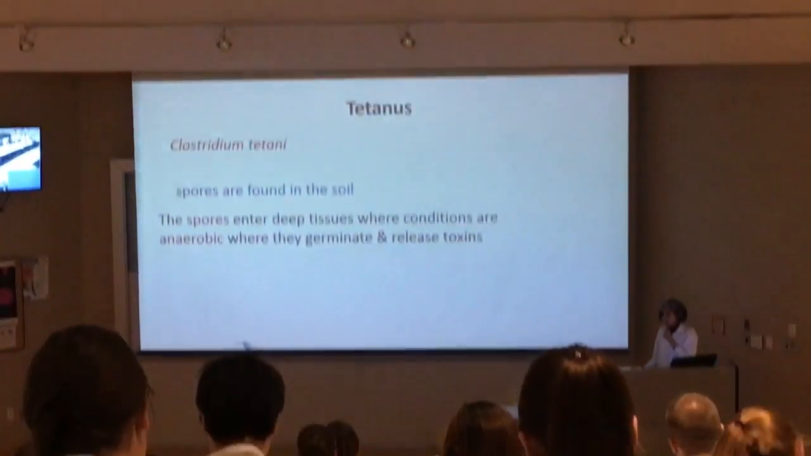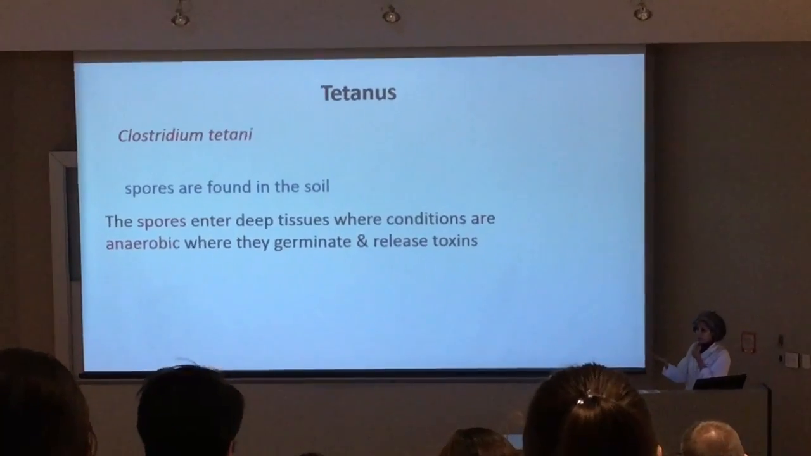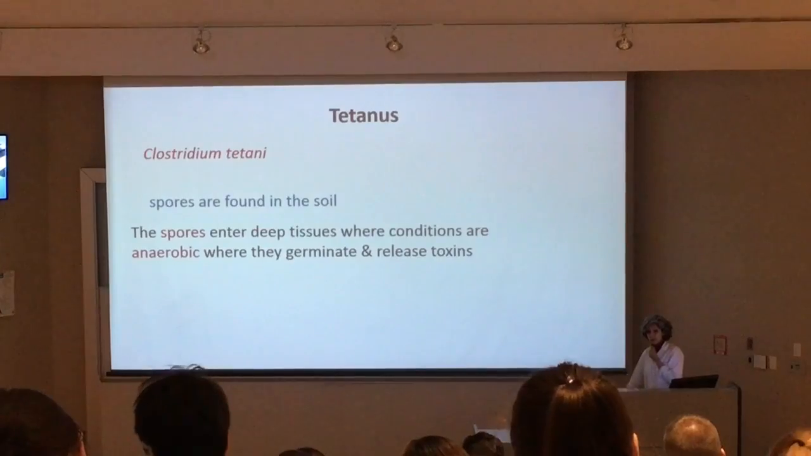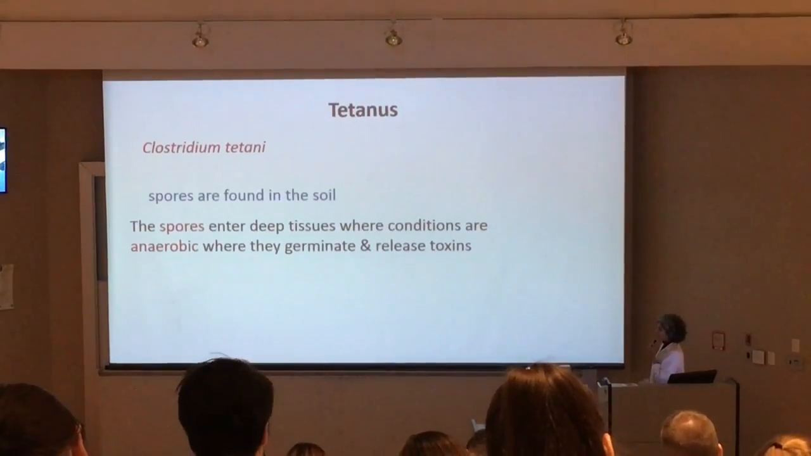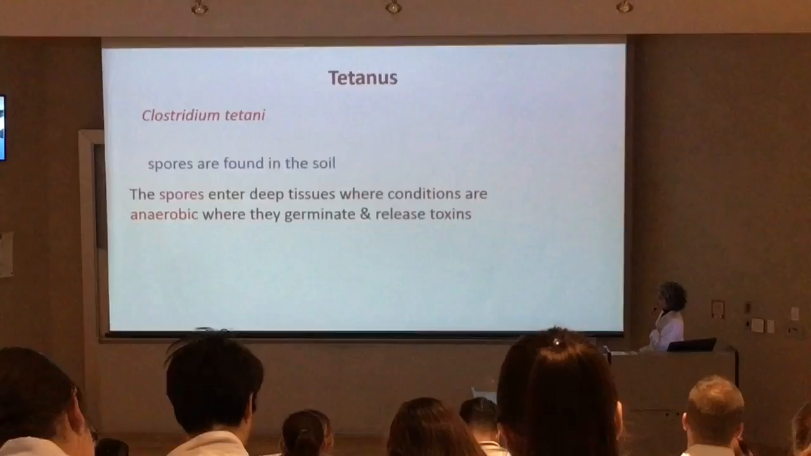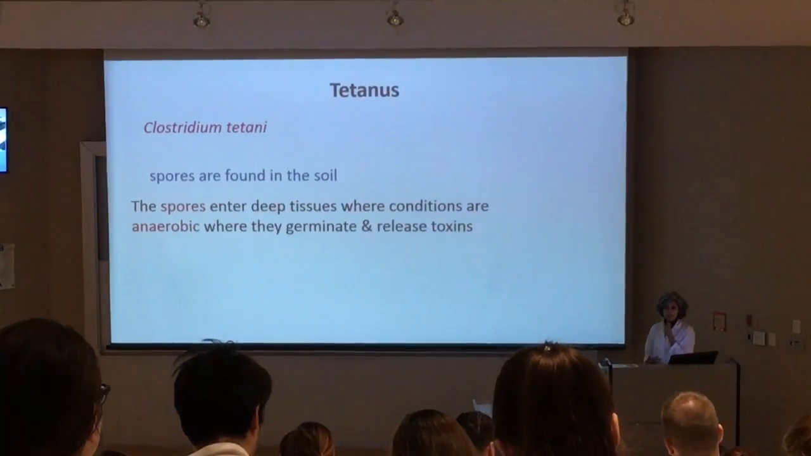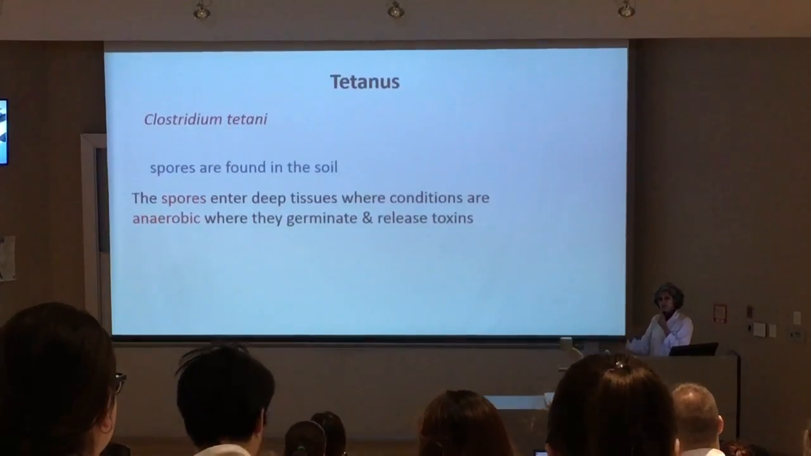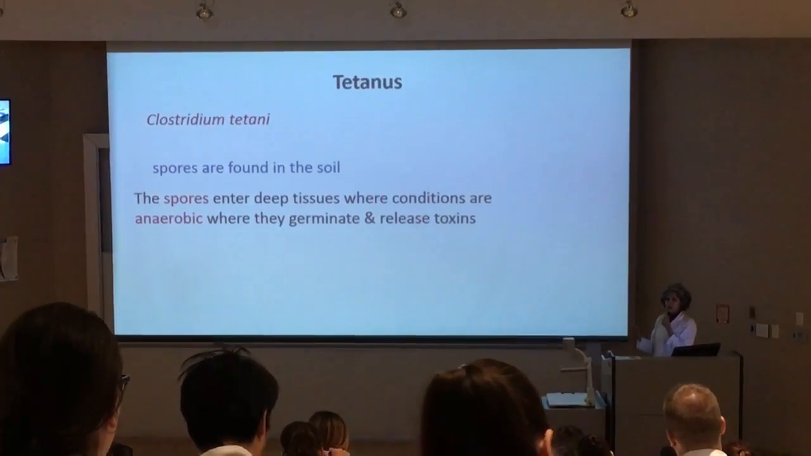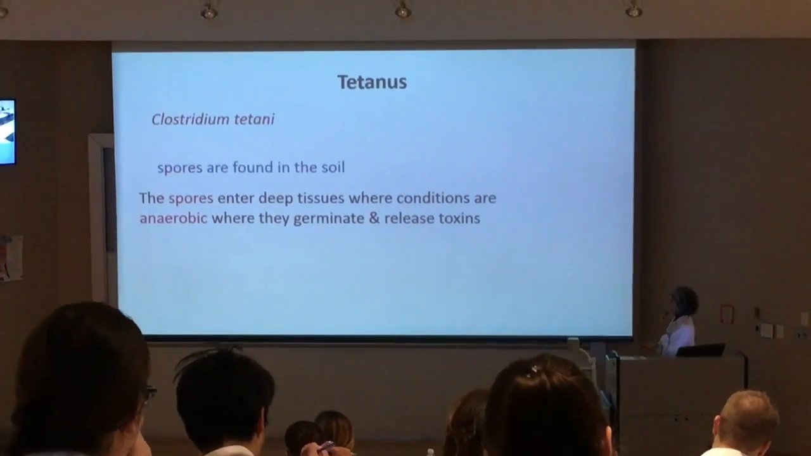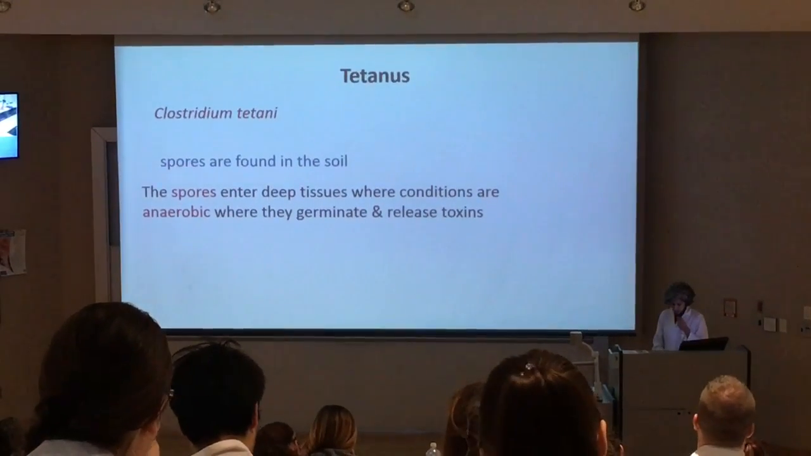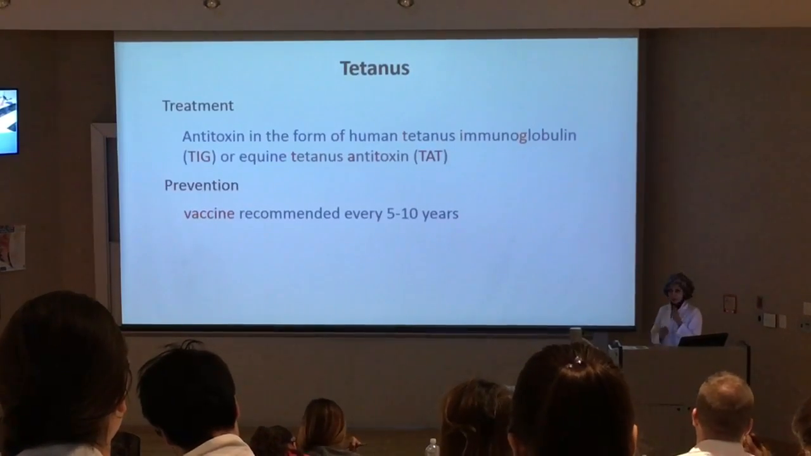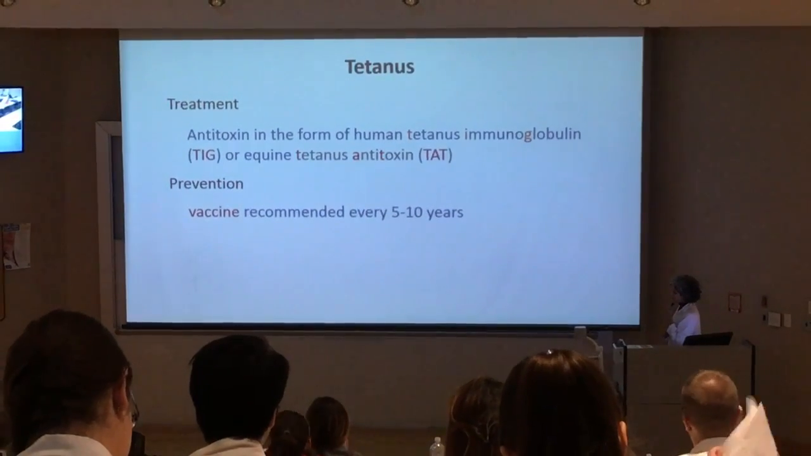Tetanus, the spores are found in the soil. The best example to help you remember is an earthquake. So anything that potentially gives you trauma and exposes you to soil could introduce this into the person, right? So the spores enter deeper tissues where the conditions are anaerobic. This is an obligate anaerobe. Once the bacterium starts germinating, then it can produce its toxin, the tetanus toxin, which will then create tetanus. Okay? It causes spastic paralysis as opposed to flaccid paralysis, which is the botulinum toxin.